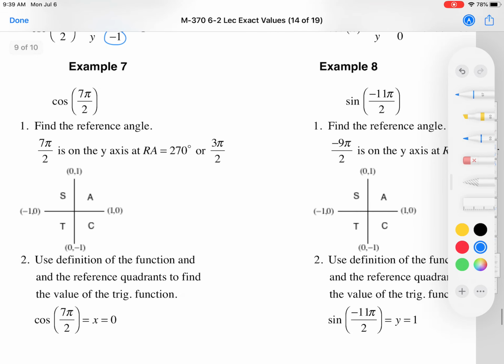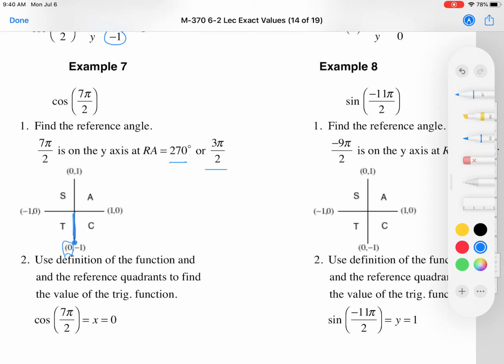Example 7, 7 pi over 2. So if we go down here and consider the point, let's make sure that's where we are. Yeah, I think I am. One before that would be 6 pi over 2, which would be 3 pi, and then we're pi over 2. So just like he says, we're at 270 degrees or 3 pi over 2. If we're looking at cosine, cosine corresponds to the x. We are 0 out, and we get a 0 out for that one.